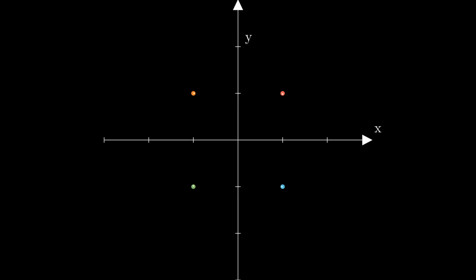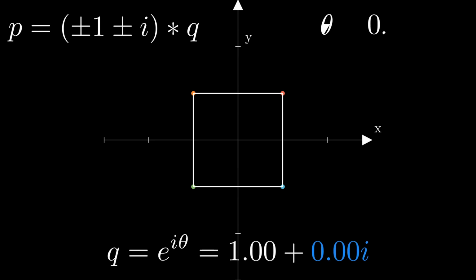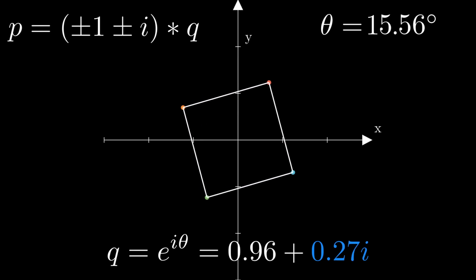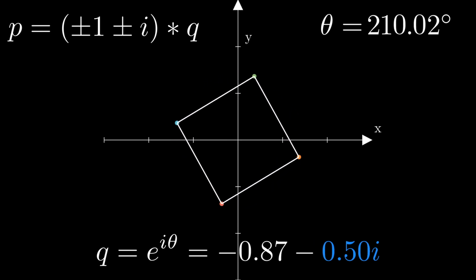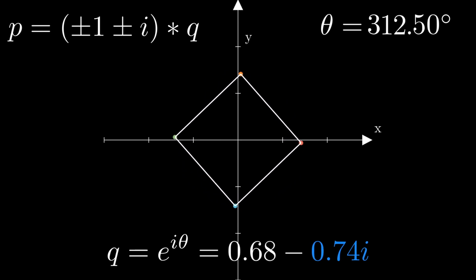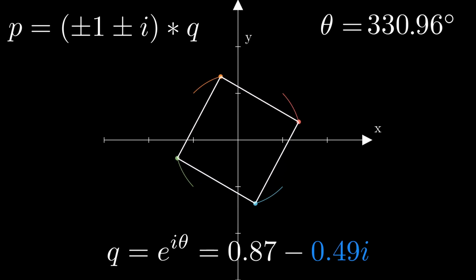But back to complex numbers for a second. I'll define the 4 corners of a complex square multiplied by q, which is temporarily a complex number again, expressed by e to the i theta. And watch what happens when I change the angle theta. Each point traces out a perfect circle around the origin, which I can prove by leaving a trail behind each point.